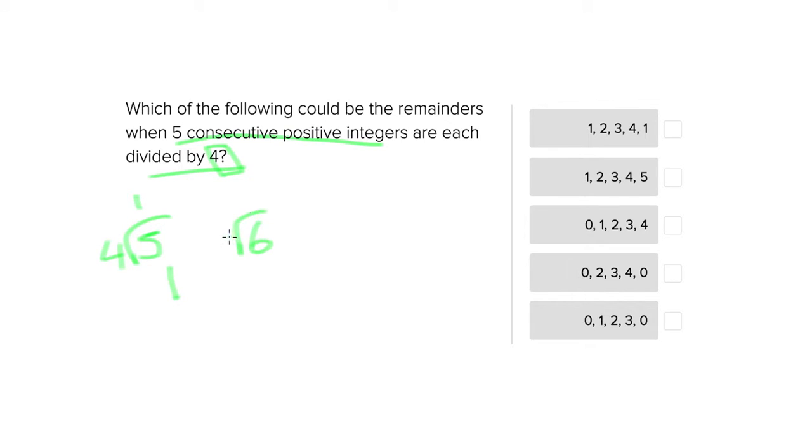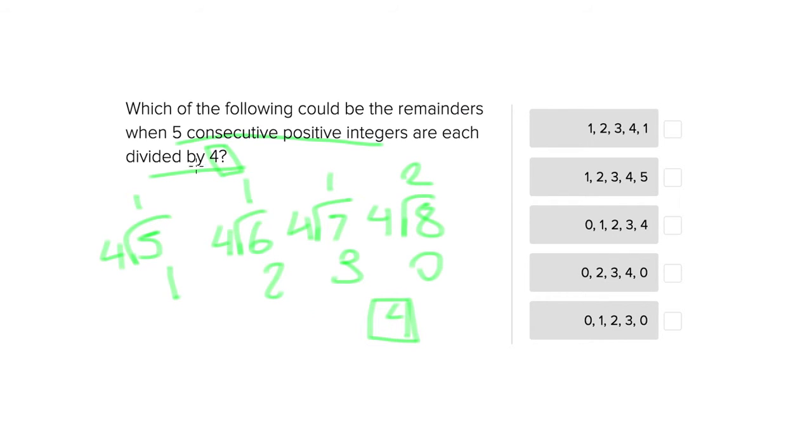If you're to divide 6 by 4, only once, and you have a remainder of 2. If you divide 7 by 4, only once, you have a remainder of 3. But then once you have 8, 4 can go in twice, and you have 0. So you can't ever have the number 4 as a remainder once you're dividing by 4.